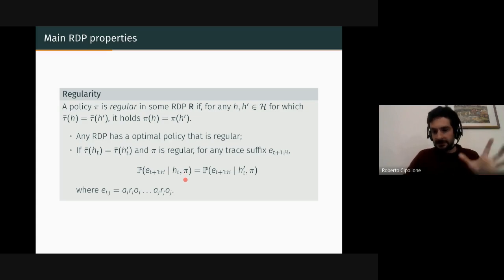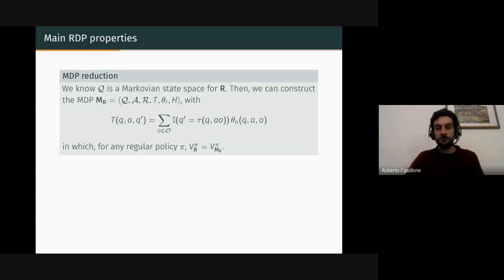These are important properties that can be used to make an MDP reduction. So we can construct an MDP associated to any RDP where we take the hidden states, make them visible, and we have the same output function for reward. The transition function now marginalizes out all the observations. And in this MDP, the value of policies is preserved. So if one policy was optimal before in the RDP, it will be optimal in the MDP reduction.